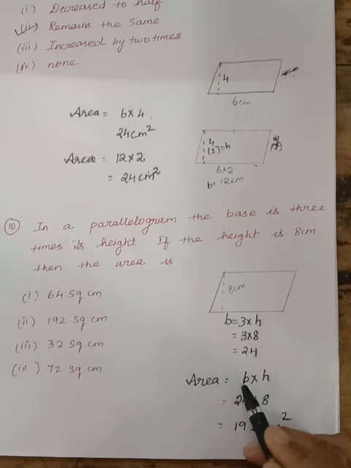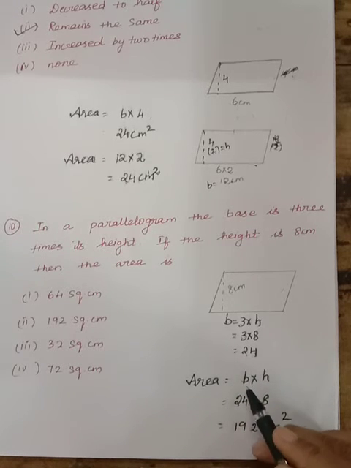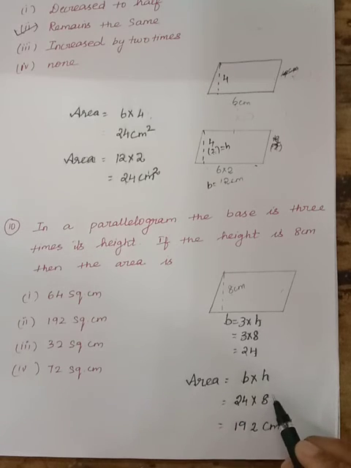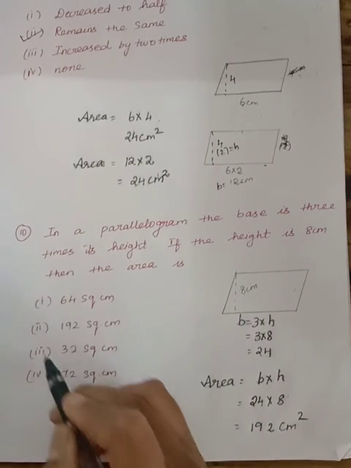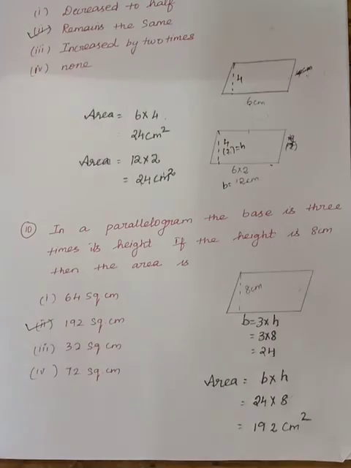We know that area is base into height. So, base value is 24 into height value 8. 24 into 8, 192 centimeter square. So, second one is your answer.